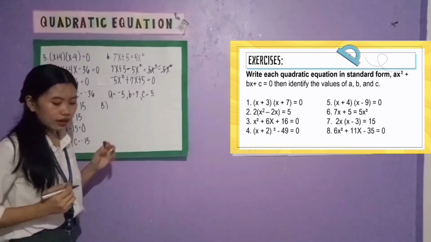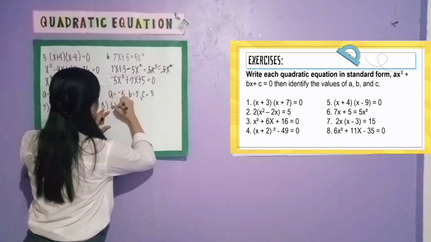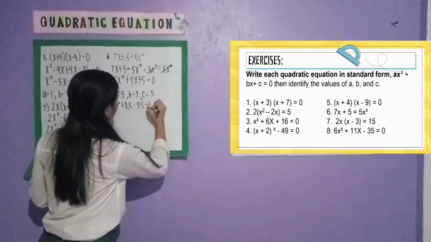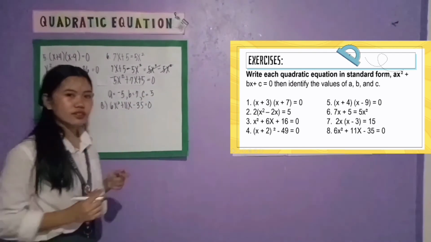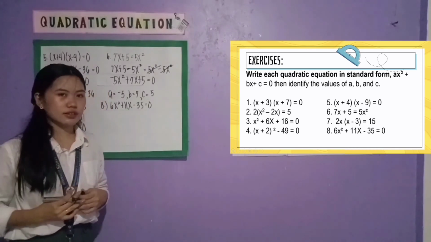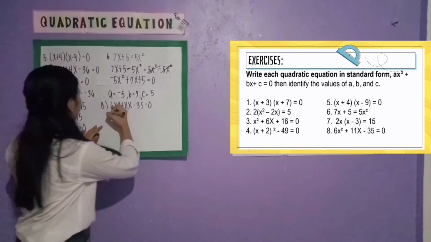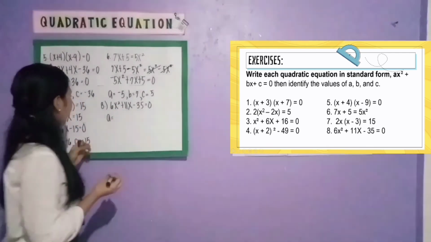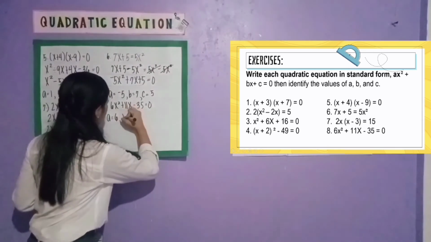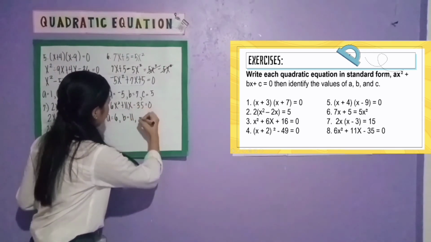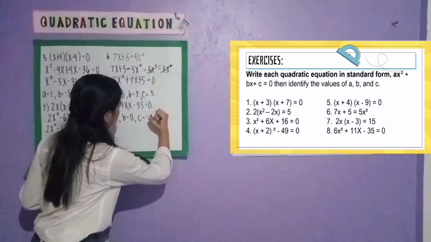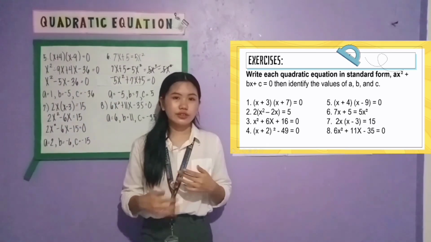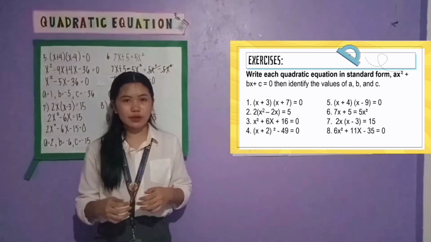For the last question, we have 6x squared plus 11x minus 35 is equal to 0. It is already written in the standard form, right? So, that would be easy. So, just write the values of A, B, and C. So, A is 6, B is 11, and C is negative 35. So, that's it. I hope you learn how to get the values of A, B, and C.